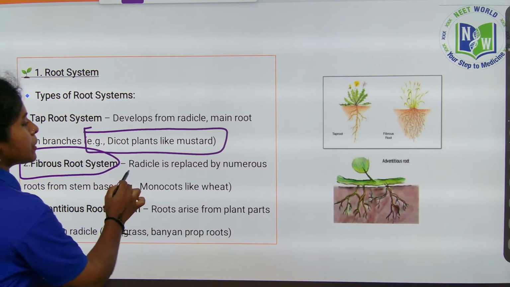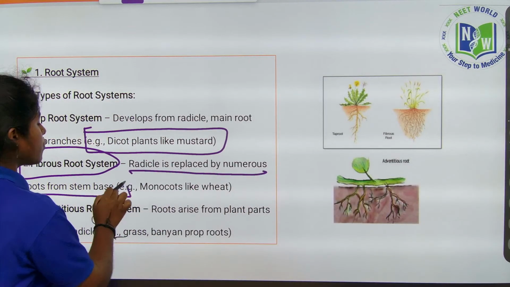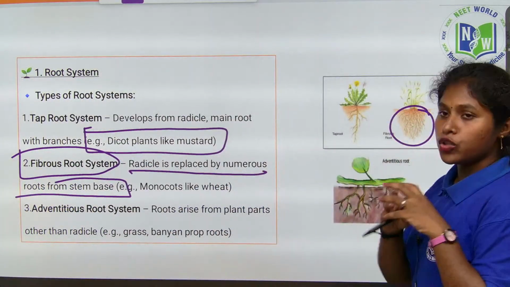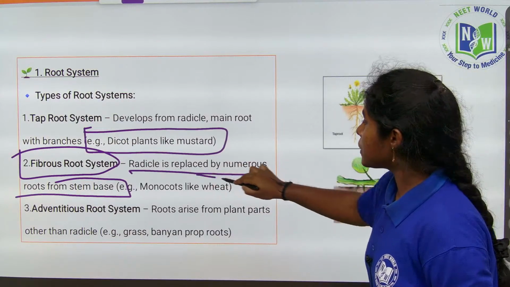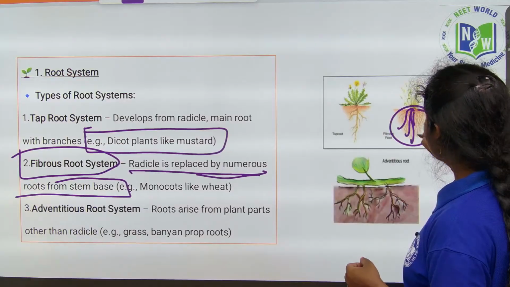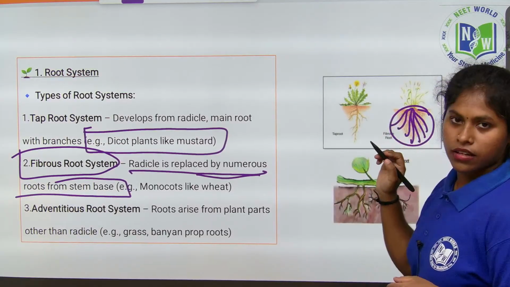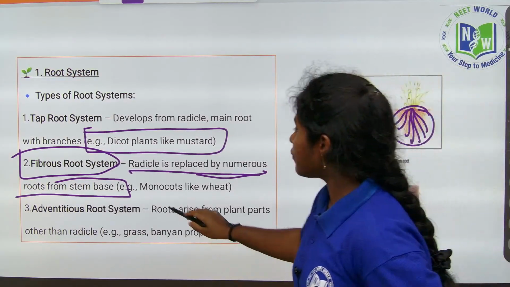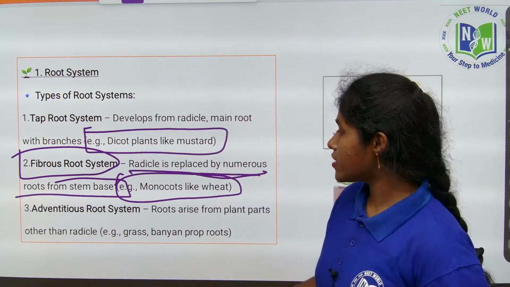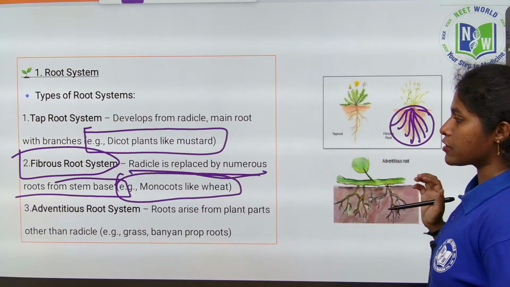Coming to the fibrous root system. The radicle is replaced by a numerous cluster of roots. See the fibrous roots, there are numerous roots. The radicle is replaced by numerous roots from the stem base. From the stem base only, numerous roots will arise. Right? So the examples for this are monocots, grasses, wheat, rice. These are all examples of the fibrous root system.